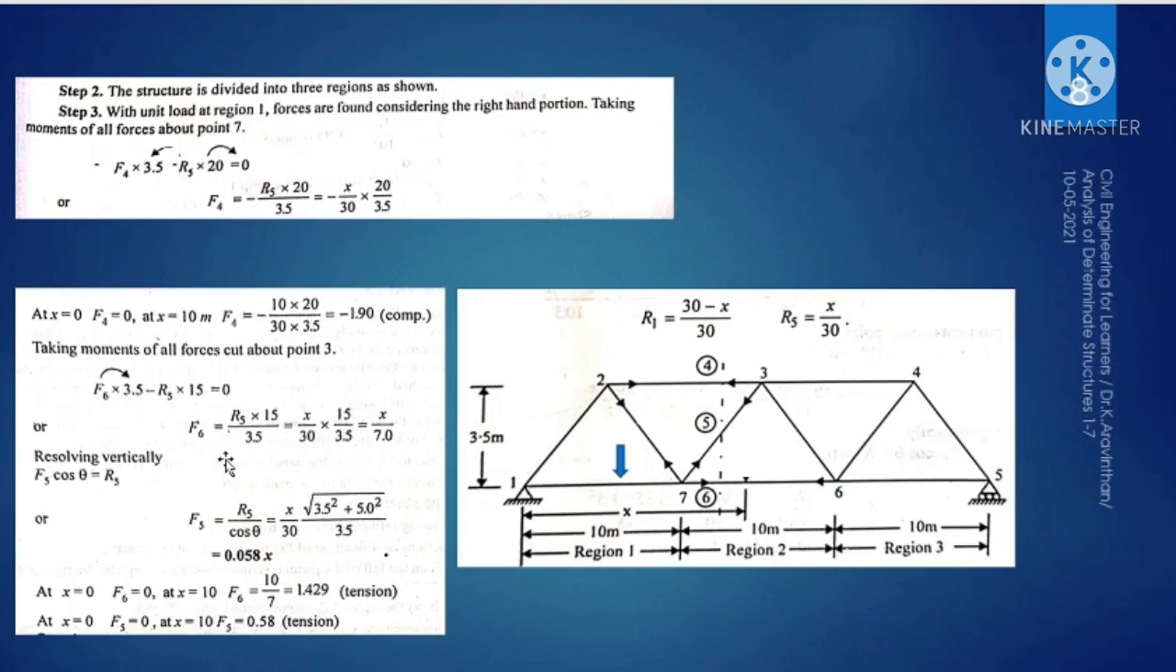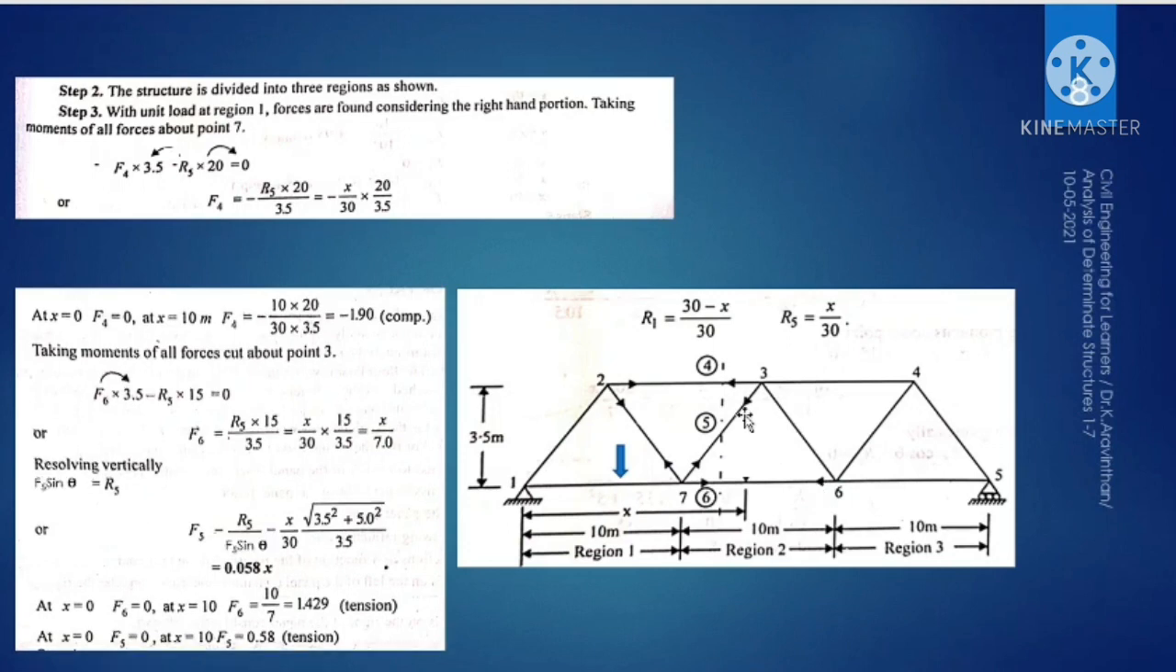So this is the F6 influence line due to the load. Then you have found out the member 4 influence line and member 6 influence line. What you have to do is F5, that is member 5. Let us find the influence line for this member.